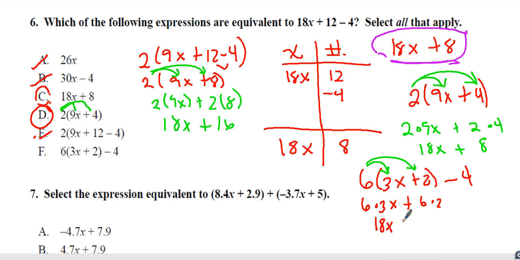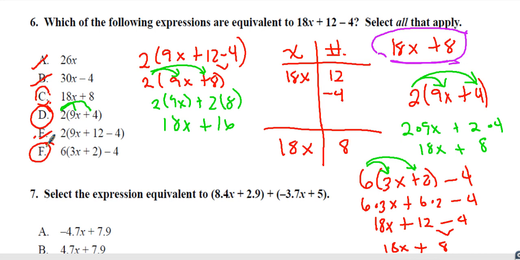So here's 18x plus 12. I still have my minus 4. So I bring down my minus 4 again. So now we're back at, if I have my like terms, 12 minus 4 here, I know that that should have been 8 from the beginning. And I bring down my 18x. So there's 18x plus 8 again. So this one was actually right. So the only way to really confirm if they're equivalent is to do the math.